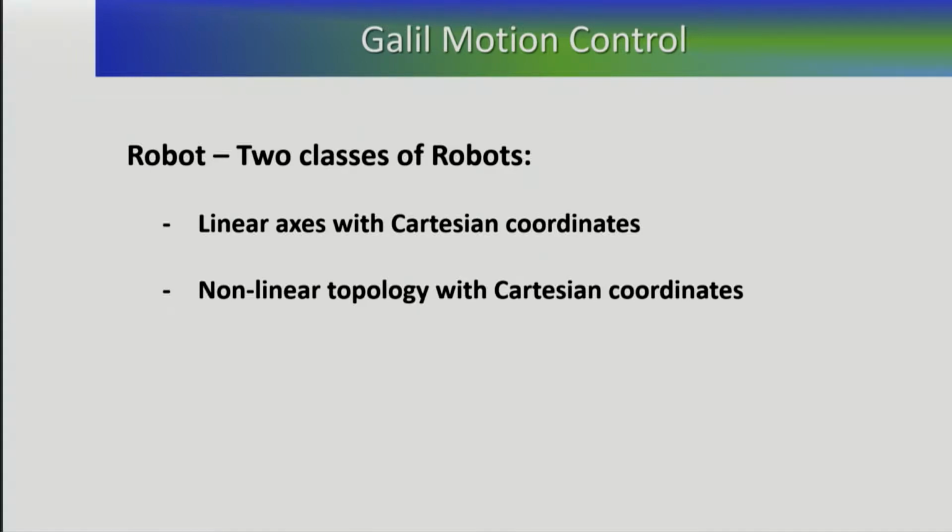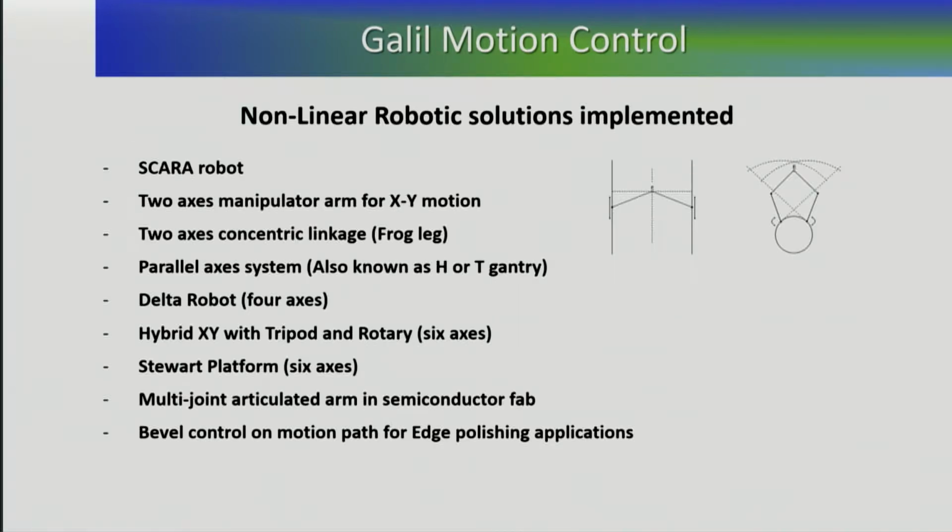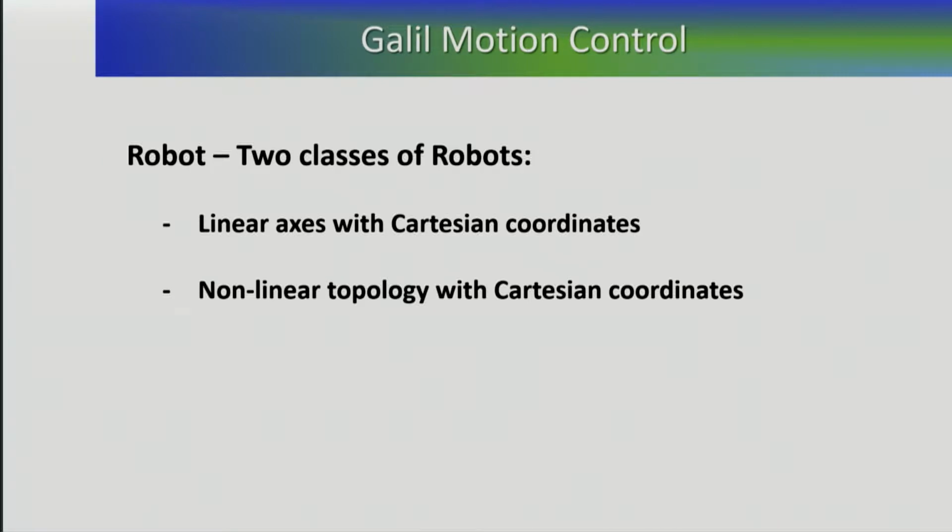Typically, when we design robots, one can apply linear motors. We're basically looking at the Cartesian coordinates and linear axes, or we work with rotary motors with a transmission that translates rotational motion into linear motion. And we apply the nonlinear topology to result in a Cartesian plane.